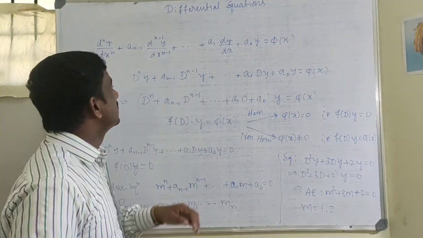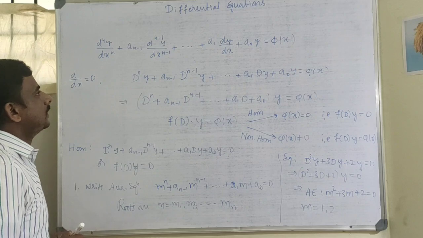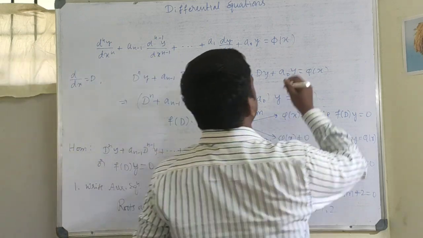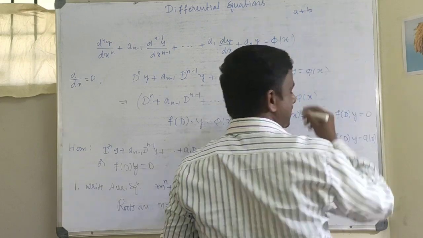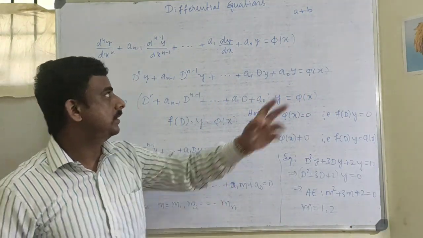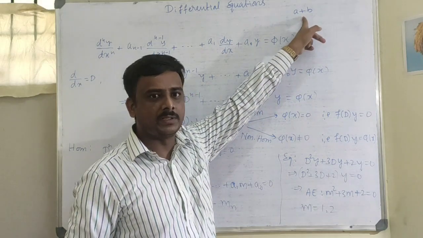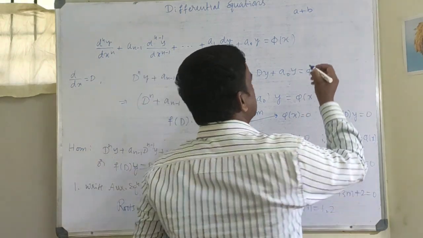Today we shall discuss differential equations, unit 2. So suppose A, B are any two variables. If I write A plus B, it is called just a mathematical expression, a mathematical operator involving two variables. This is called a mathematical expression.